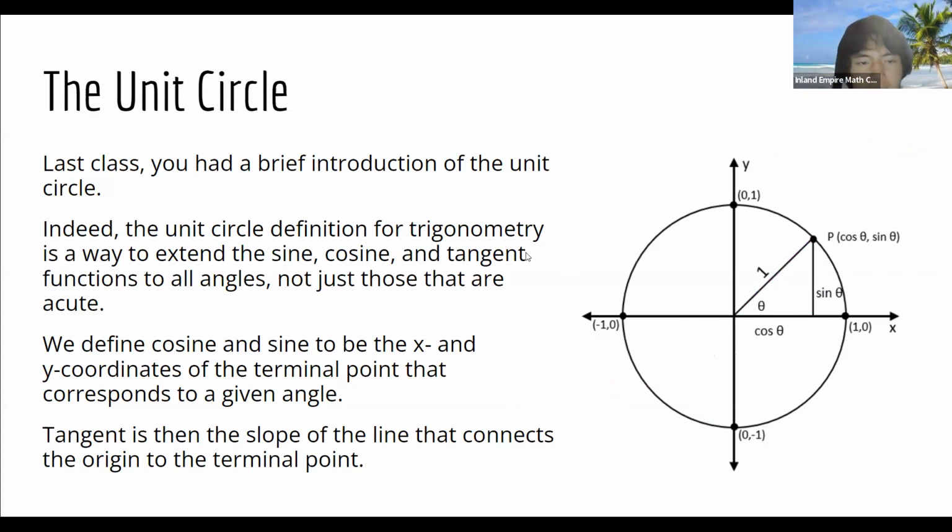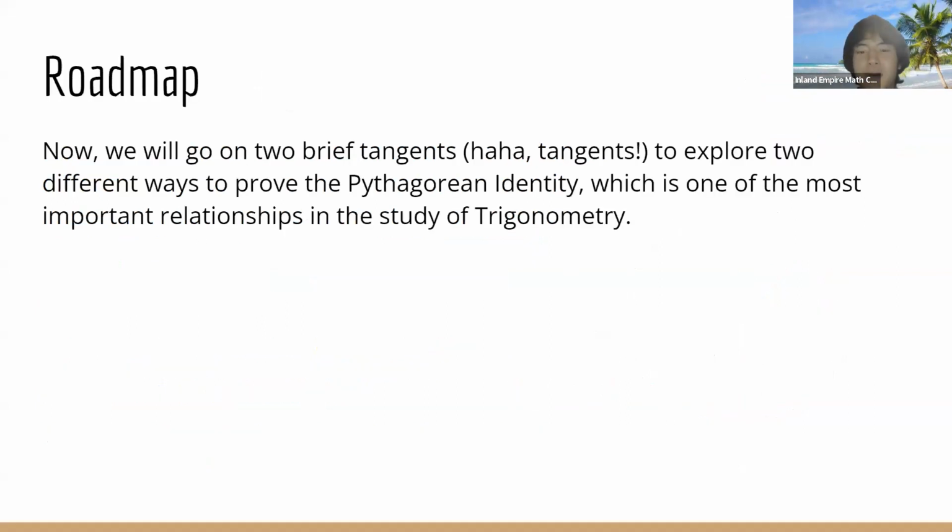But if not, we're going to now go over the roadmap, or what we're going to do in this lesson. Basically, today we're going to talk about two ways to prove the Pythagorean identity, which happens to be one of the most important relationships that you would study in trigonometry. So now we'll go over the first proof, and in both of these, they require a little background knowledge, so we'll cover that before we go on to the proof.